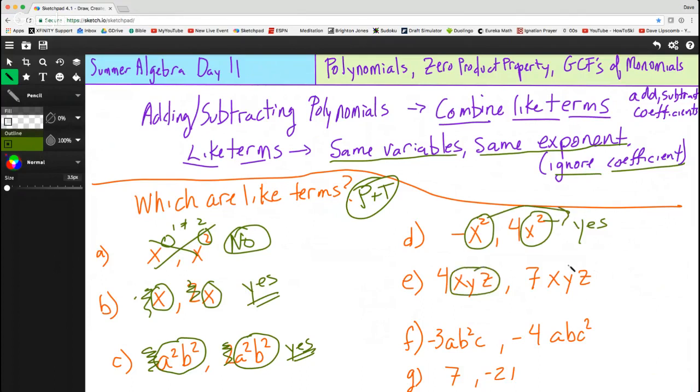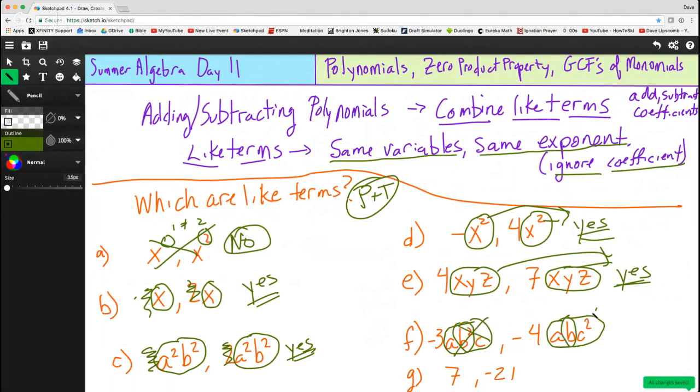Here, just circle our exponents. X, Y, Z can have more than one variable as long as they all have the same exponent, so this is yes. Yes. How about this guy? They have all the same variables, but different exponents. Here we have a b squared, and here we just have a b. So this is no. These are not like terms. We cannot add them. And how about 7 and negative 21? Well, yes. All constants are like terms, because there are no variables. So you can add these together.